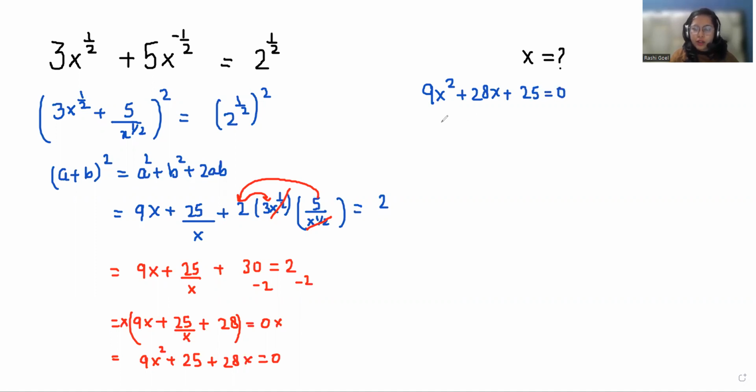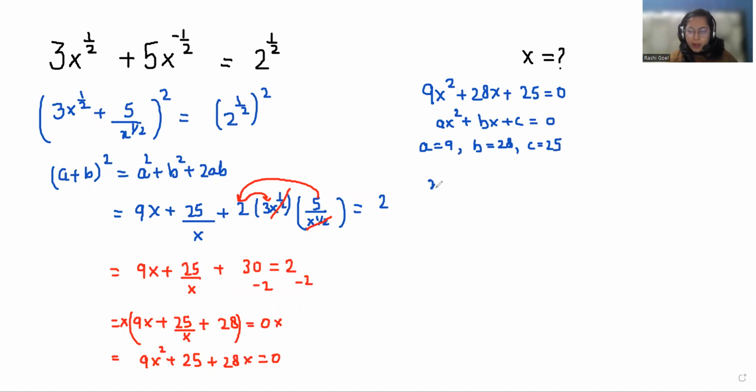Now it looks like a quadratic equation, so we can compare it with the standard form ax square plus bx plus c is equal to 0, where a is 9, the coefficient of x square, b is the coefficient of x, that is 28, and c is the constant term, that is 25.